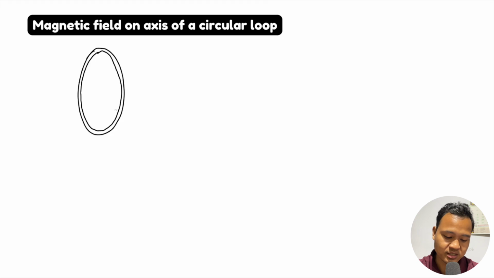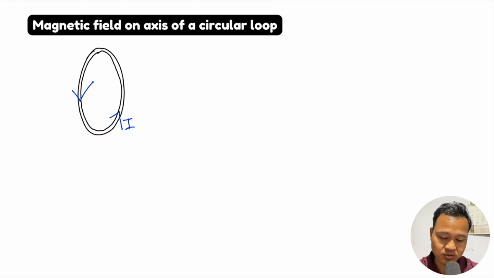Let's say there is current in the loop. Current, so let's say it is going like this. Current I. It will be out of the page. So current will be out of the page at the top, and at the bottom the current will be into the page.